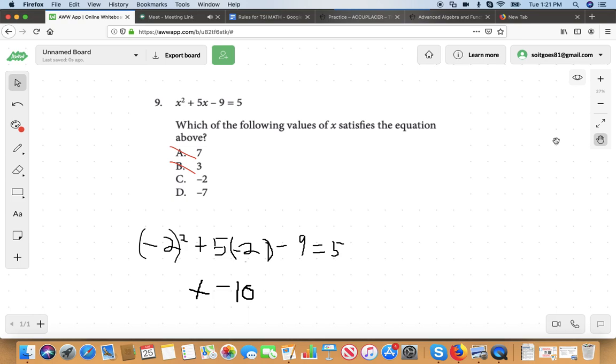Yes. Okay. Parentheses, exponents, multiplication. Yep. Division, addition, subtraction. Exactly. So I will just do this. And I don't think we even have to calculate that. Is that going to give us 5?